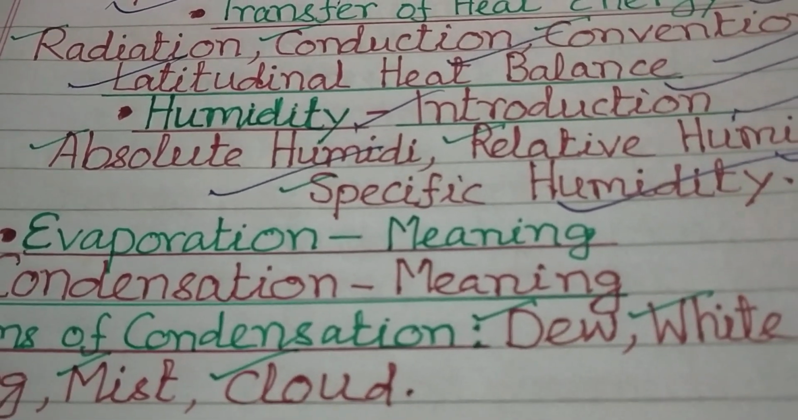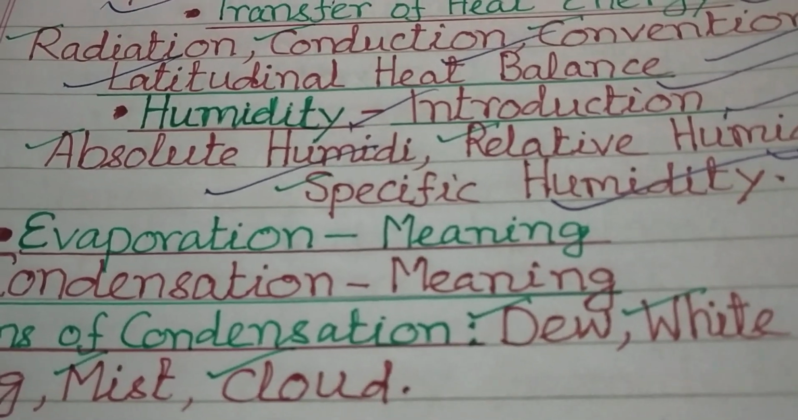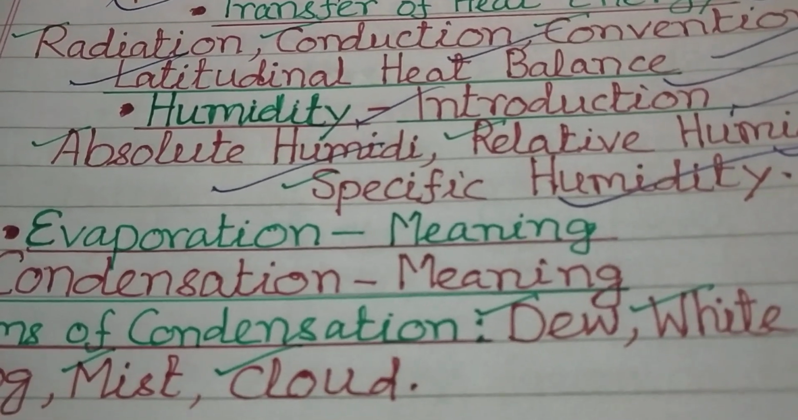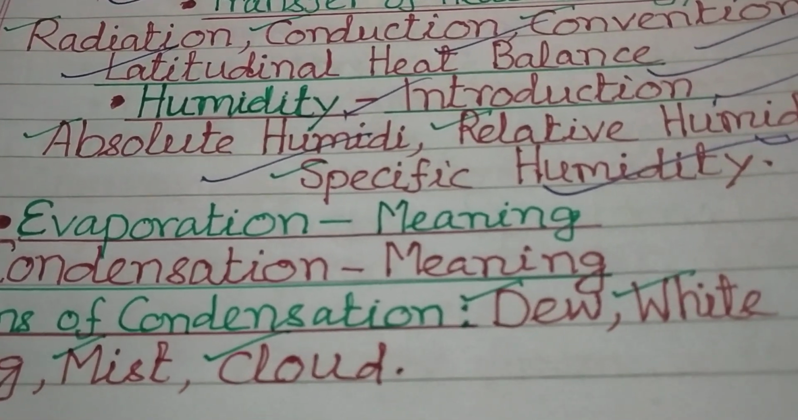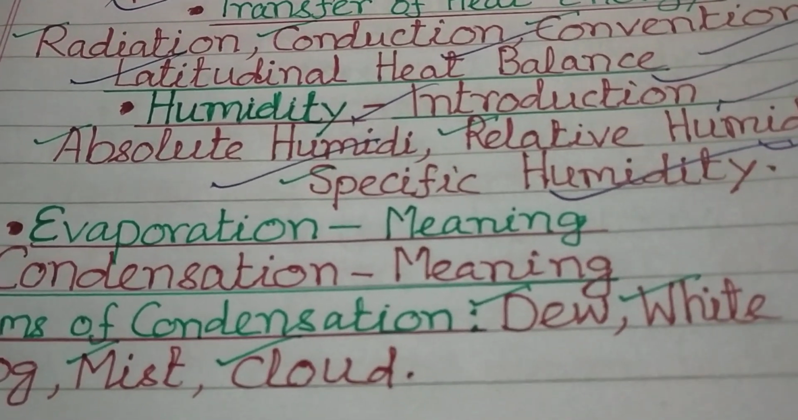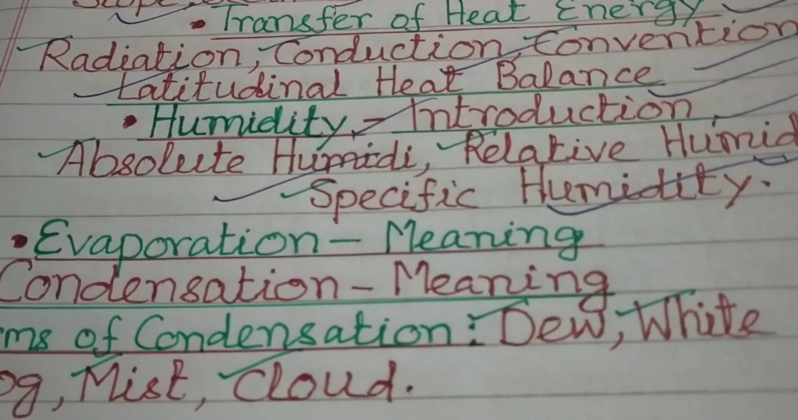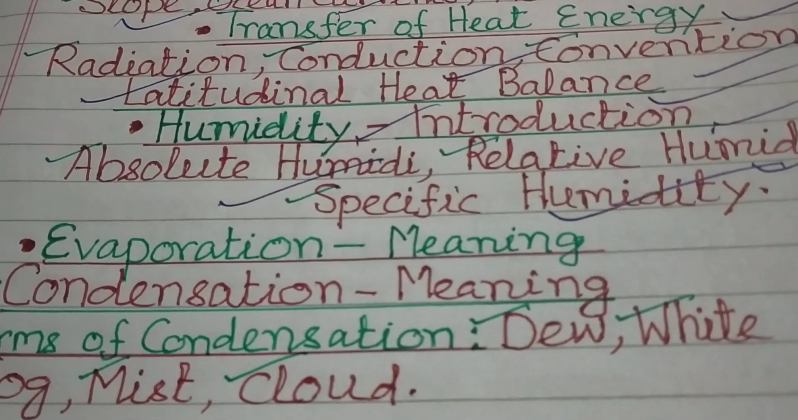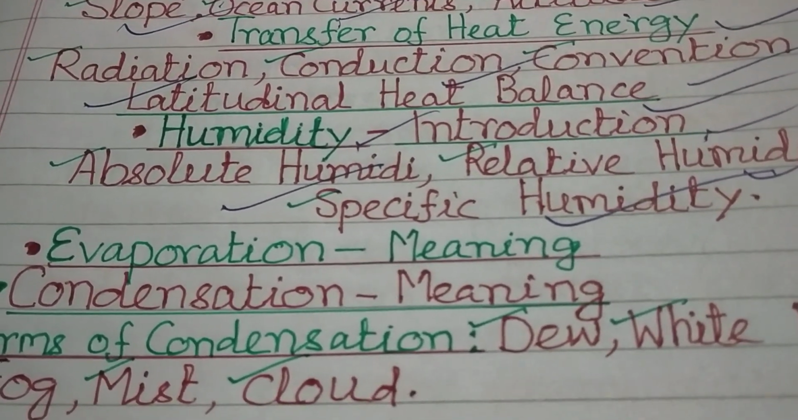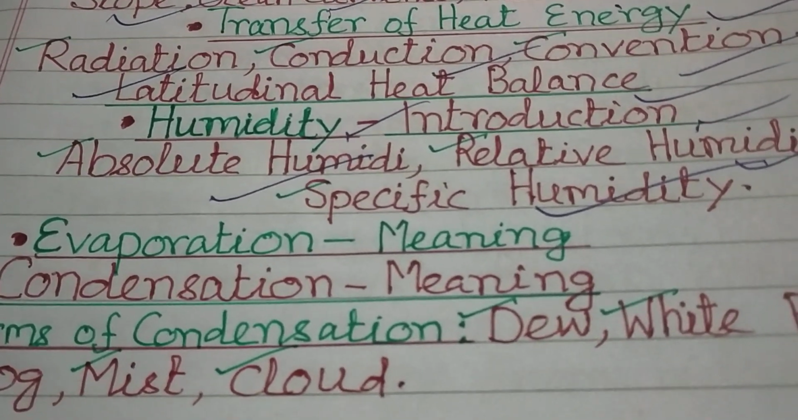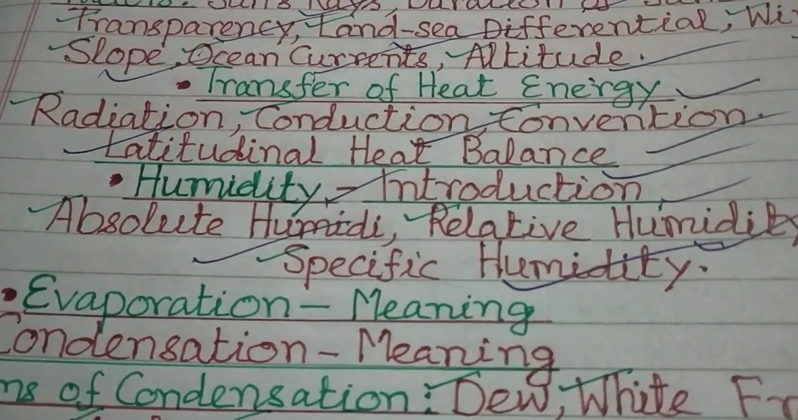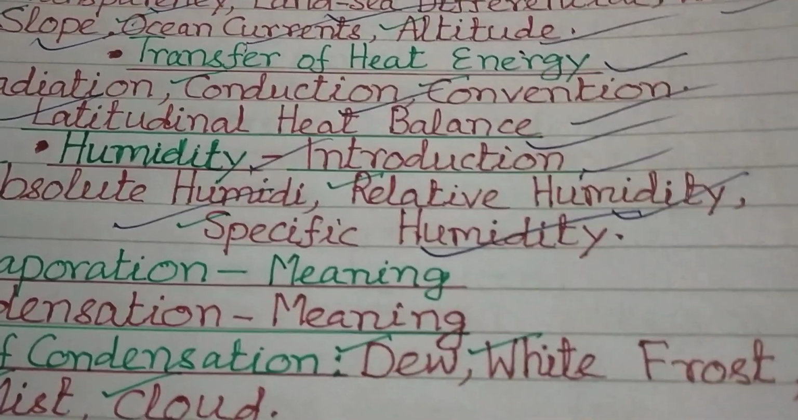Thus, a rise in the temperature of air increases its capacity to retain water vapor, whereas a fall in temperature decreases it. However, it is not a very reliable index because changes in temperature and pressure cause change in the volume of air and consequently the absolute humidity. And now we'll discuss relative humidity.